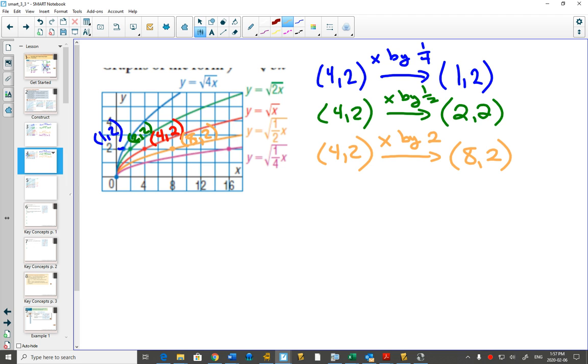And finally, our purple one. We've got a 1/4, so the reciprocal is 4. And you get 16 comma 2.